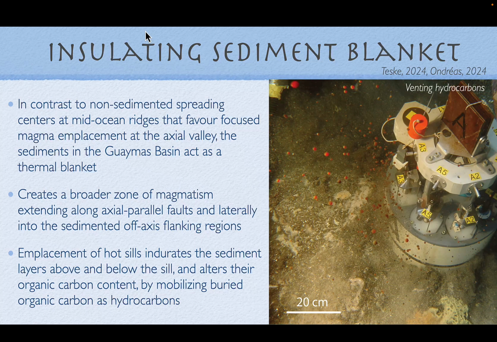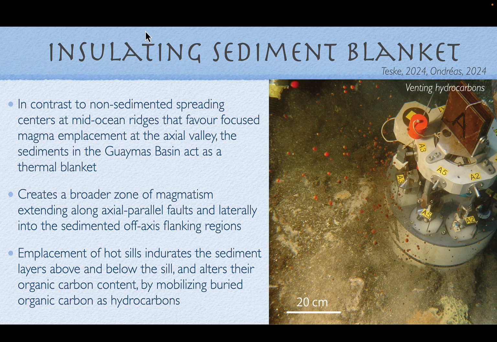In contrast to the non-sedimented spreading centres at mid-oceanic ridges that are favoured by magma emplacement along axial valleys, these sediments in the Guaymas Basin are acting, because they're so organic rich, as a thermal blanket. So we get much broader zones of magmatism here, interacting with the sediment, forming axial parallel faults that are extending out into the sediments in off-axis flanking positions.